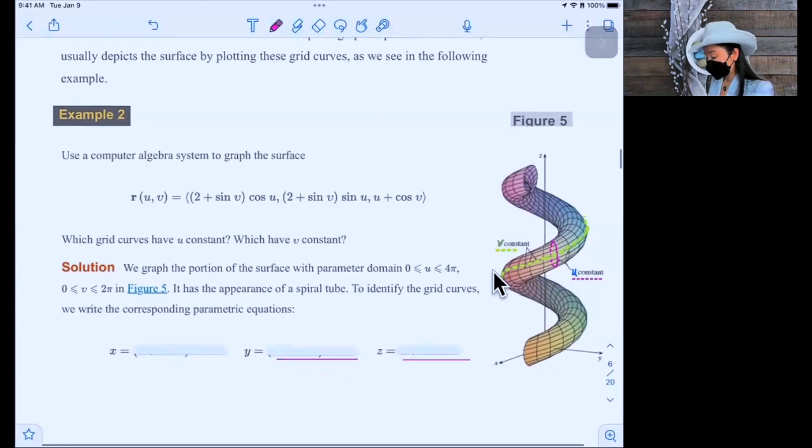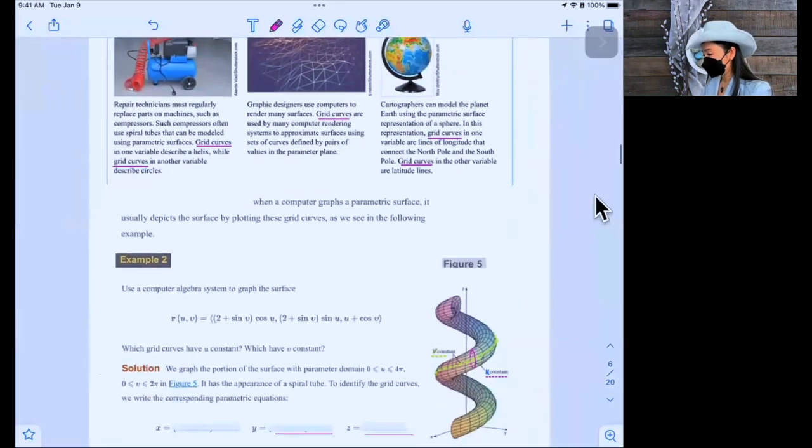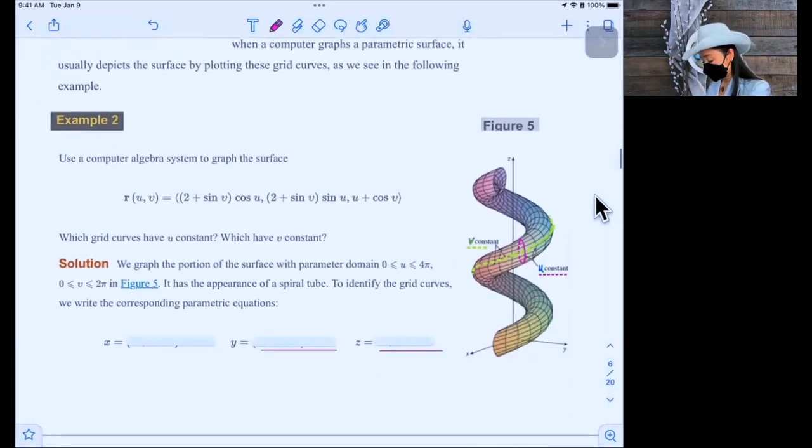So here you can use a computer algebra system to graph the surface. So over here we graph the surface. We can input this vector function and then we get the surface. It looks like a spiral going up like this, a tube, right? What does it remind you of? Does it remind you of the tube in the children's playground? Sometimes it can also remind you of something like that.